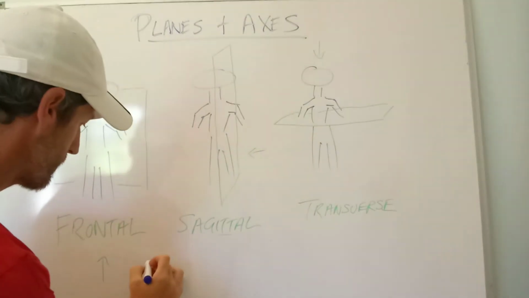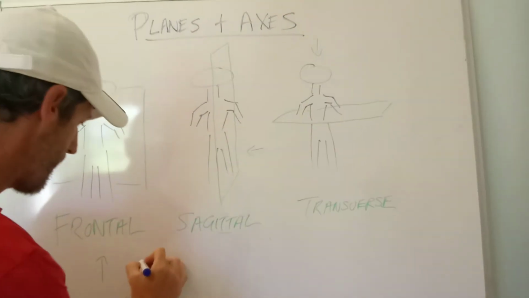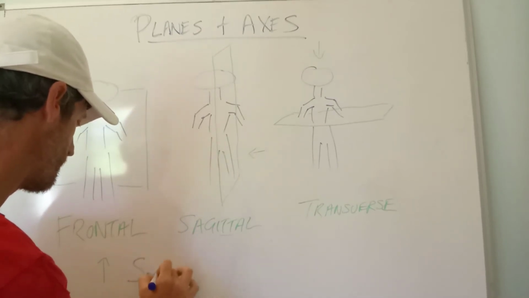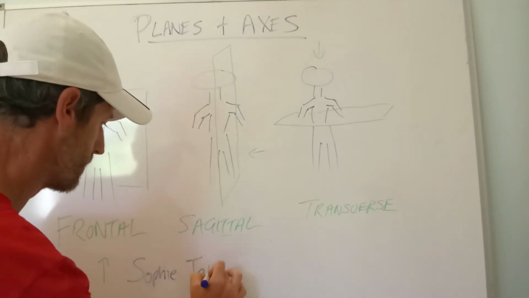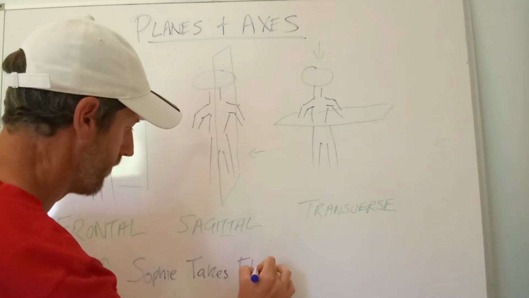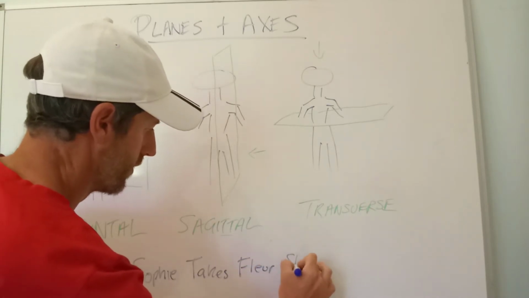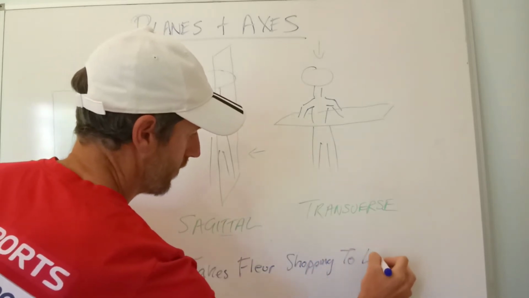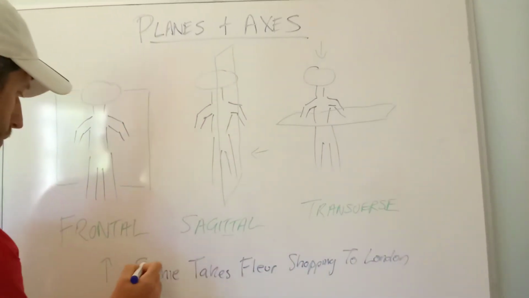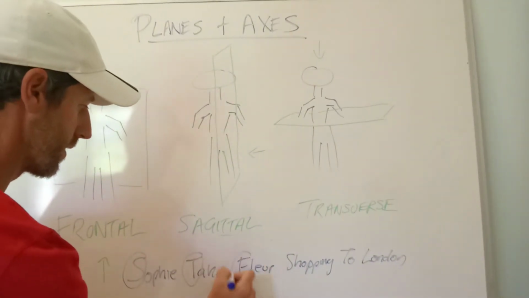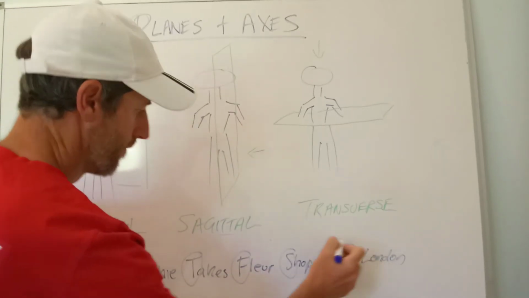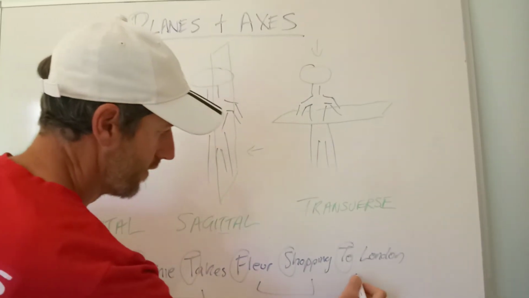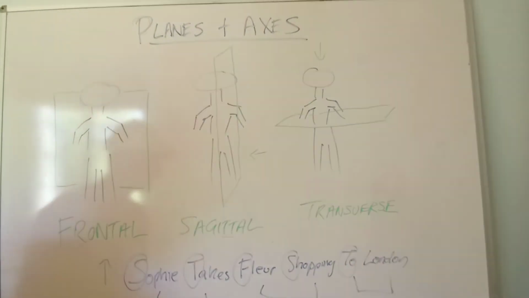So I do this all the time as well. It's a memory tool, and it goes: Sophie takes Fleur shopping to London. So what we're looking at is S, T, F, S, T. Okay. Now these two go together, these two go together, and these two go together. Okay, hopefully you can see that.